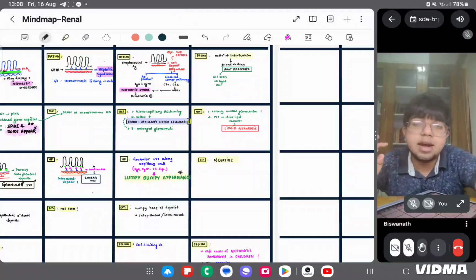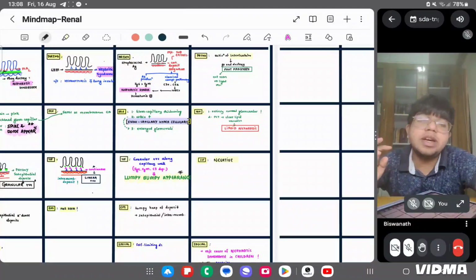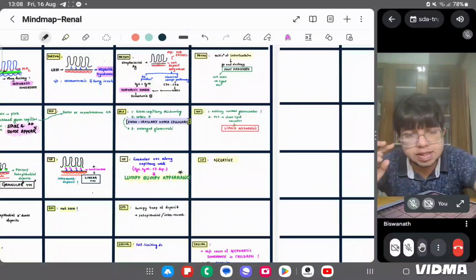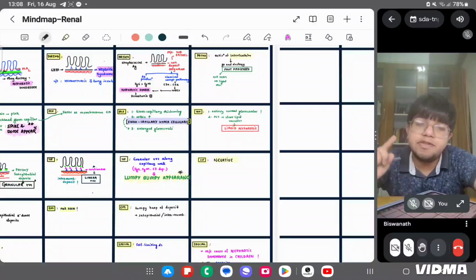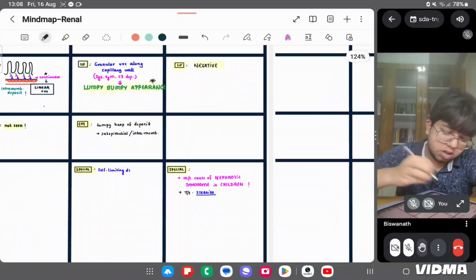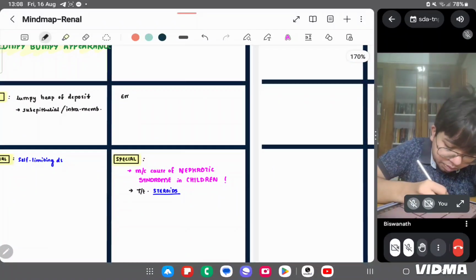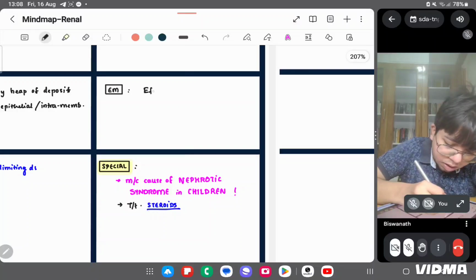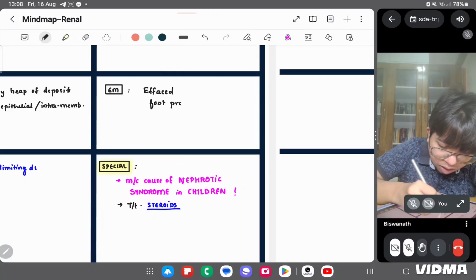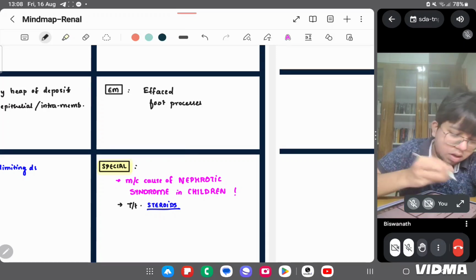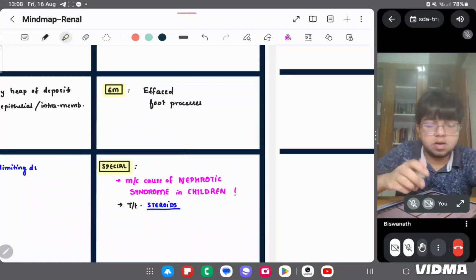And if I talk about the electron microscopy, what will you see? You will see effaced foot processes.